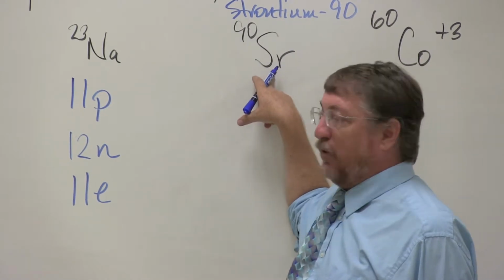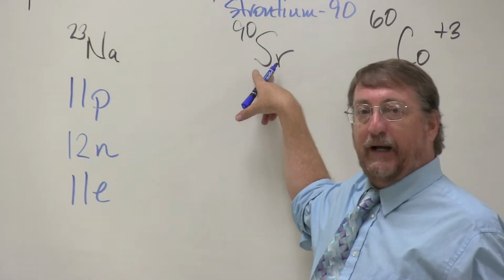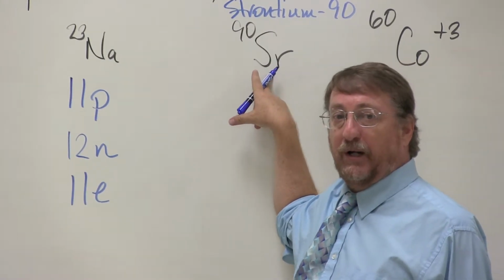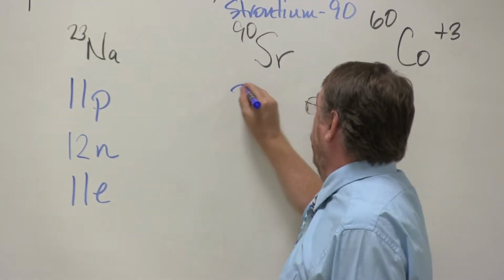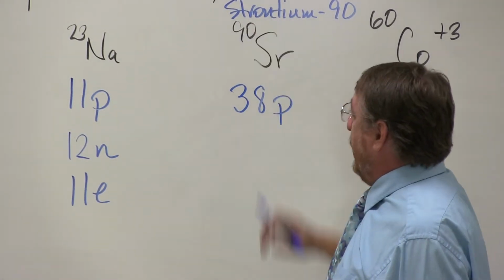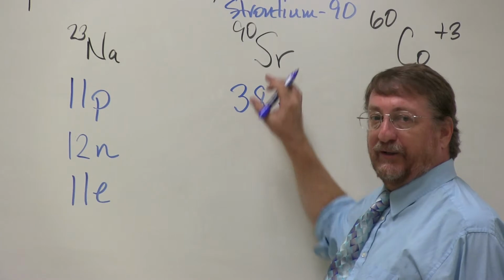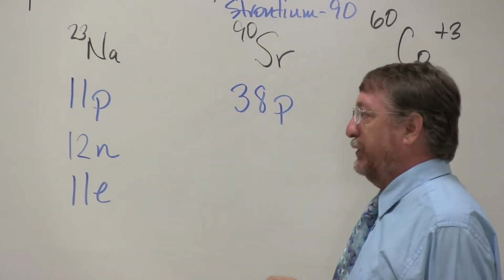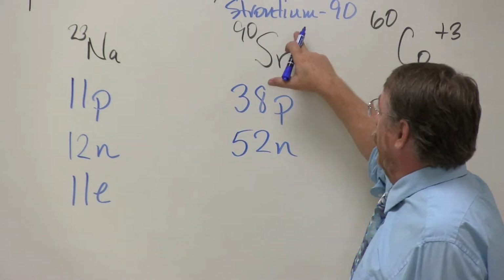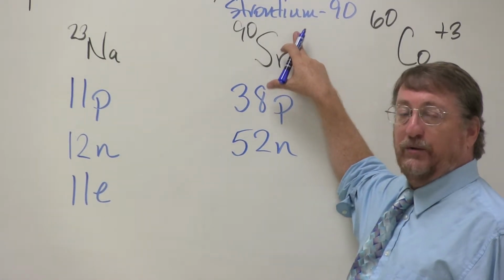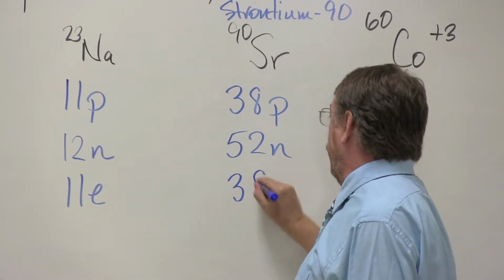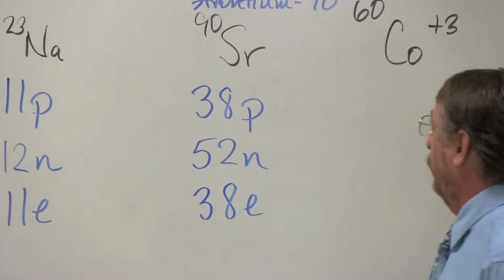Strontium 90. To be strontium, we look it up on the periodic table, it has an atomic number of 38. That means there's 38 protons in strontium. If the mass number is 90 and there's 38 protons, the difference is the number of neutrons. So we're going to have 52 neutrons. There's no charge listed here. There's no charge. The number of electrons equals the number of protons, and we're going to have 38 electrons.